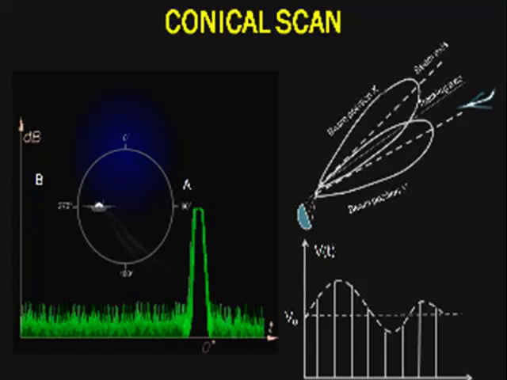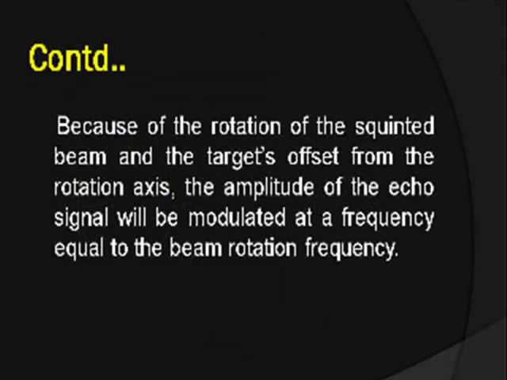A practical conical scan is shown here. As the antenna is rotated, you can see a large amount of signal at certain angular locations and reasonably small ones at other locations. The adjoining graph indicates these variations. Because of the rotation of the squinted beam and the target's offset from the rotation axis, the amplitude of the echo signal will be modulated at a frequency equal to the beam rotation frequency.